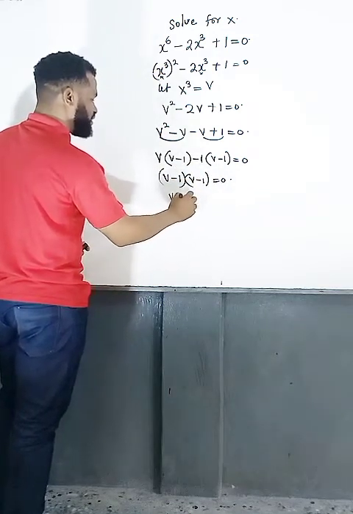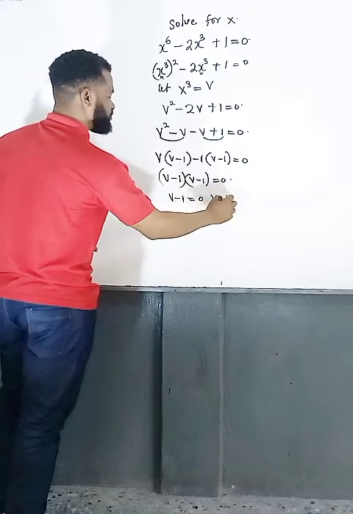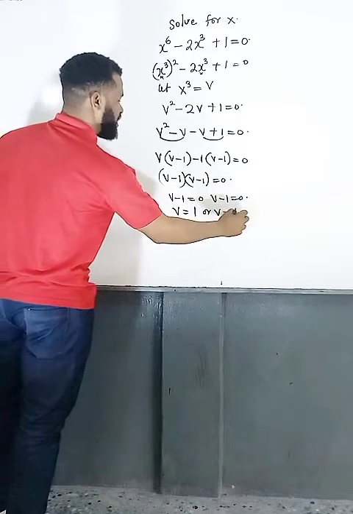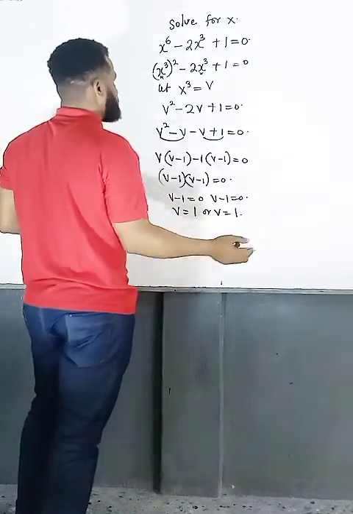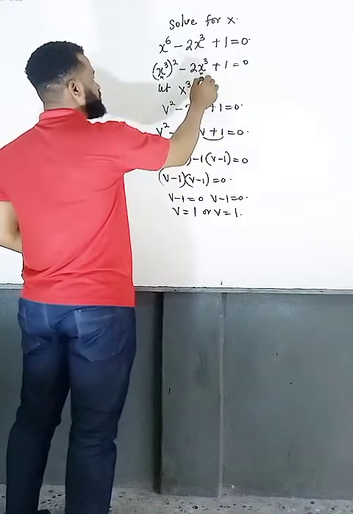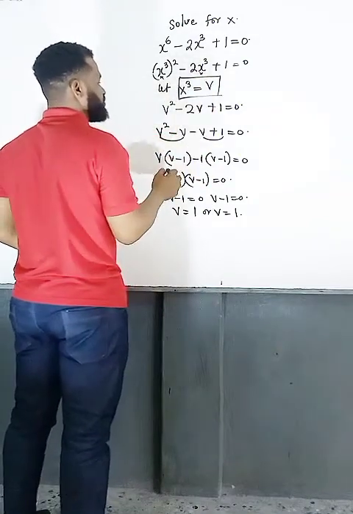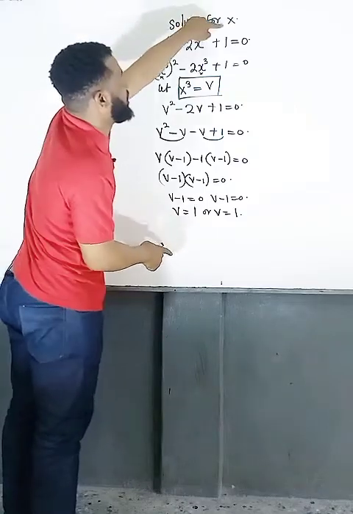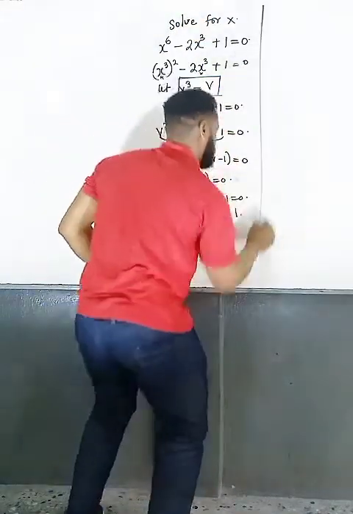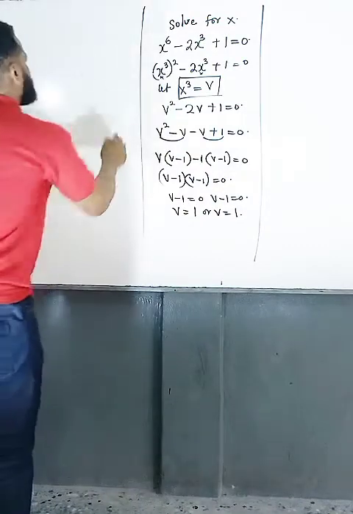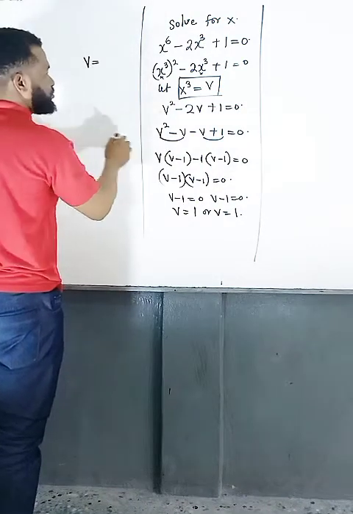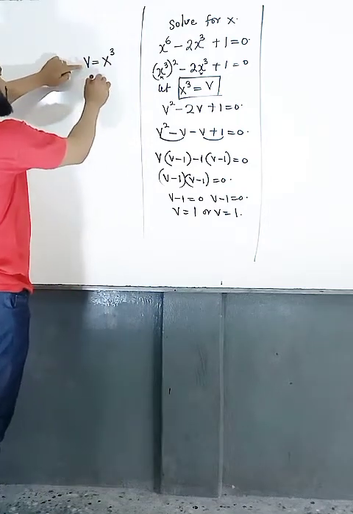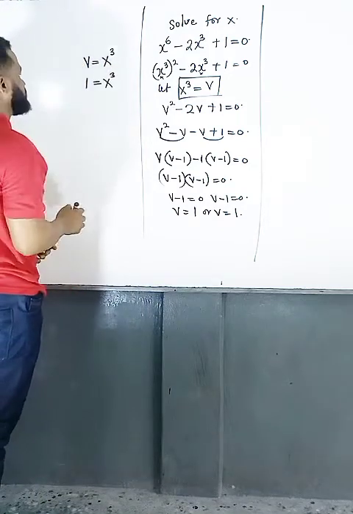This means v minus 1 is equal to 0 and v minus 1 equal to 0. Therefore, v is equal to 1 or v is equal to 1. So v is equal to 1, that's just it. So remember that this is where the issue is. What I'm looking for is not v, I am looking for x. So I'm going to say v is equal to x raised to power 3, but v is 1, so 1 is equal to x raised to power 3.